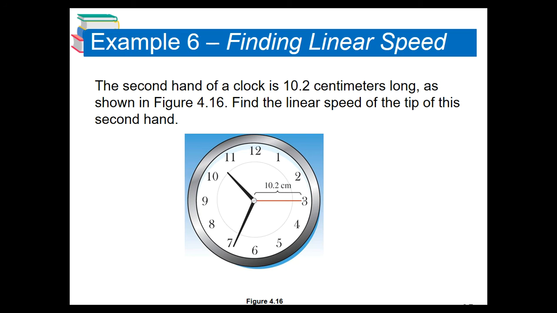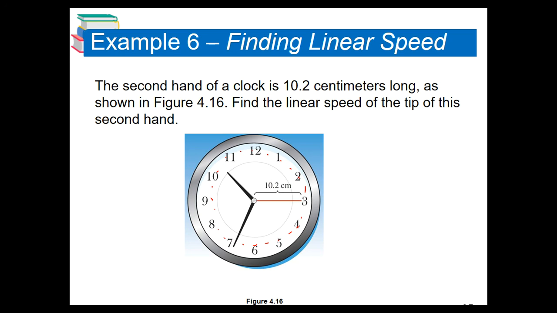All right, so for an example here, they've got a clock. The second hand of a clock is 10.2 centimeters long, and as shown in this figure, find the linear speed of the tip of this second hand. So they want to know, based on how long this radius is, how fast is the tip of this moving as it ticks its way around the clock?